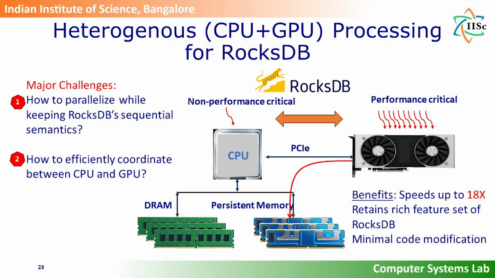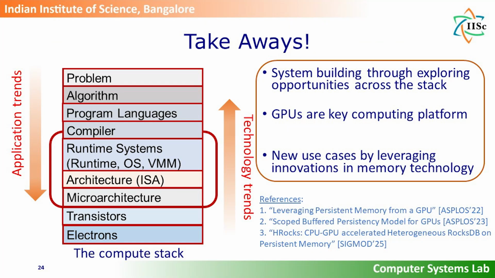So with that, since we have run out of time, this is where I'll summarize. I hope I have at least somewhat convinced you that there is value in looking into the software trends or the application trends, and also seeing how the technology is changing from the bottom of the stack. So you look from the top of the stack as well as from the bottom of the stack, and see where they can meet together and create a new class of systems, in this particular case GPUs along with the new persistent memory technologies, to create new opportunities for the software stack that can utilize them.